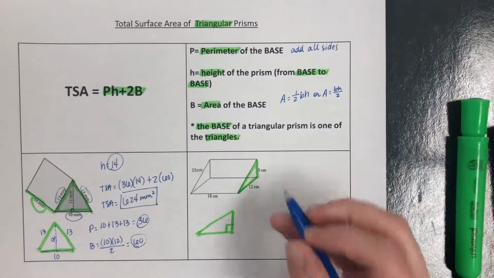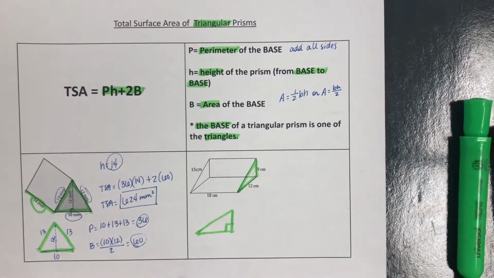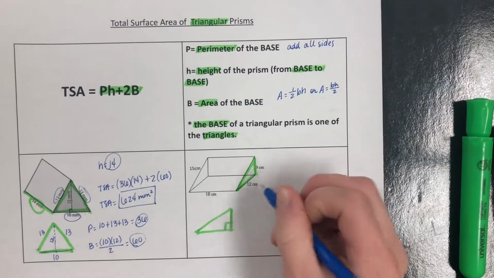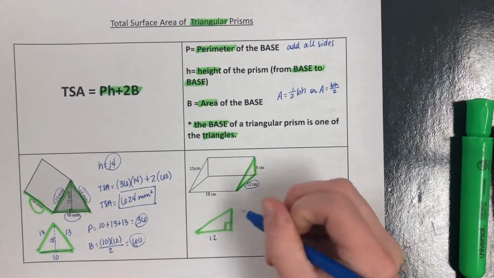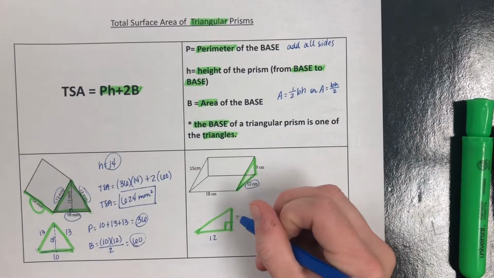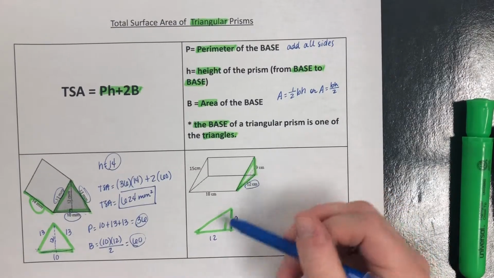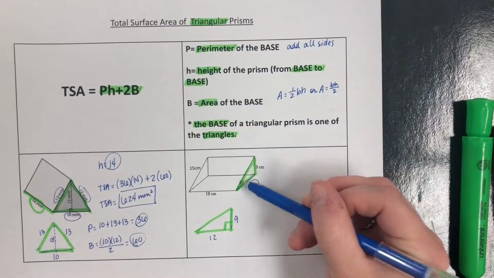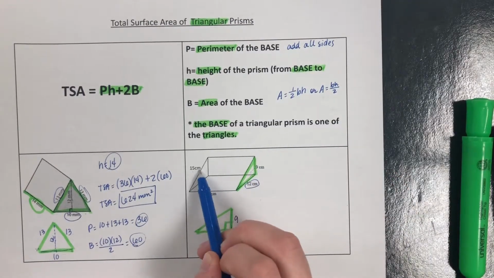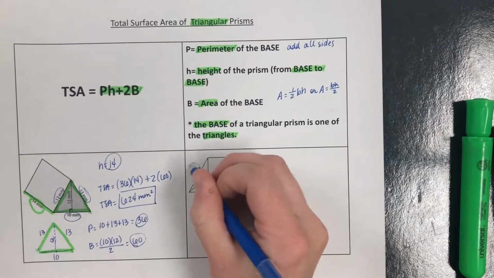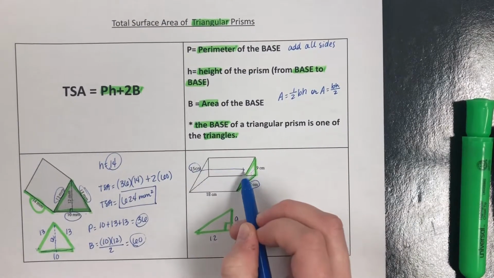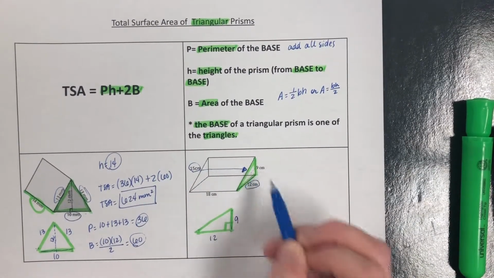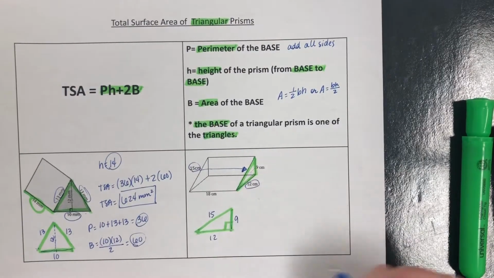Okay, so I've redrawn the base. Now I just need to label all of its sides. So this bottom piece, that's 12 right here. This side piece is 9. Okay, now we need to know this hypotenuse side. Well, on our shape, it's not labeled, but it is labeled over here. So since it's labeled over here, that means that it has to be the same here. Okay, so this hypotenuse side is 15.